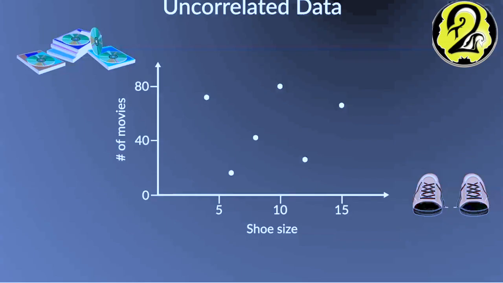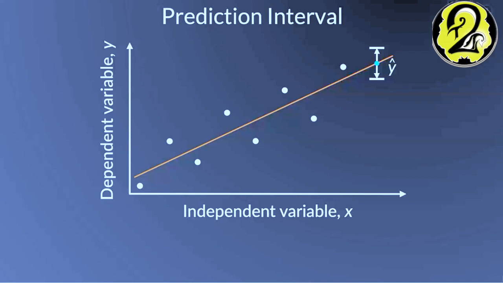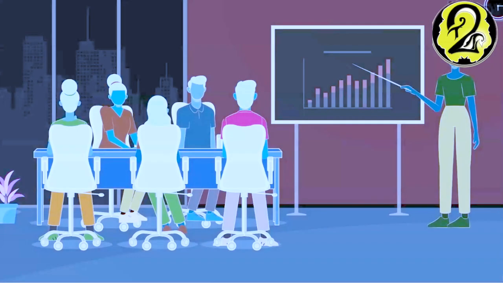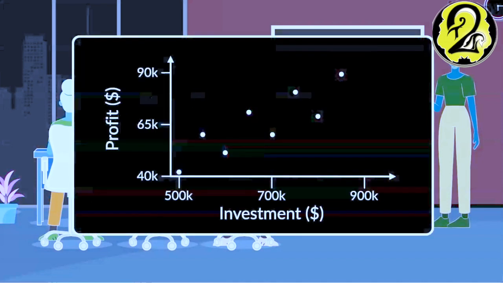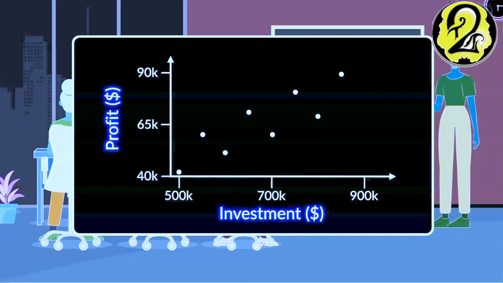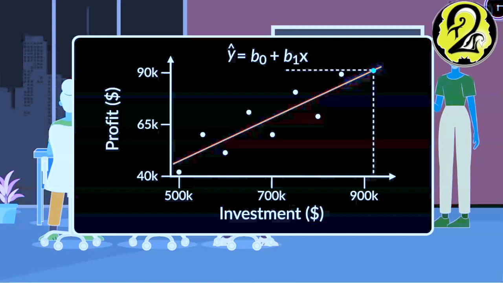In an uncorrelated dataset, the interval estimate of any variable is known as the prediction interval. It helps decide if a point estimate is dependable. For example, consider the scatter plot of profit versus investment of a company. These two variables are positively correlated. The predicted profit for an investment of $920,000 will yield a single value, a point estimate of the profit.